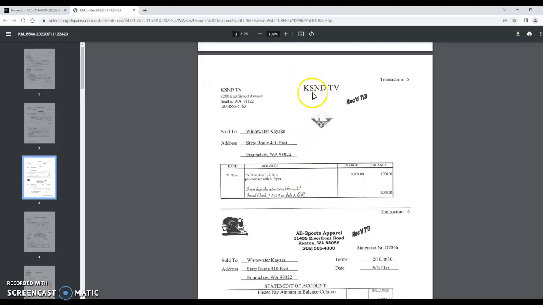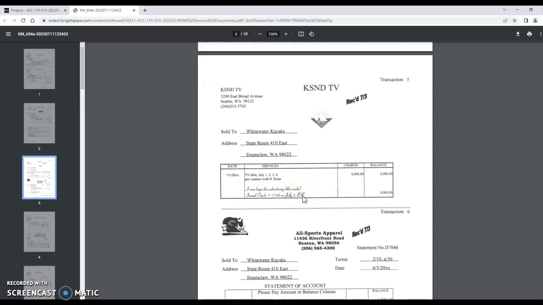Here for KSND TV, they sold us some television advertising. This is something where it's not on account though. This is not an invoice. This is like a receipt that shows that we purchased $8,000 worth of advertising, and it says right here we issued check 1754 on July the 3rd.